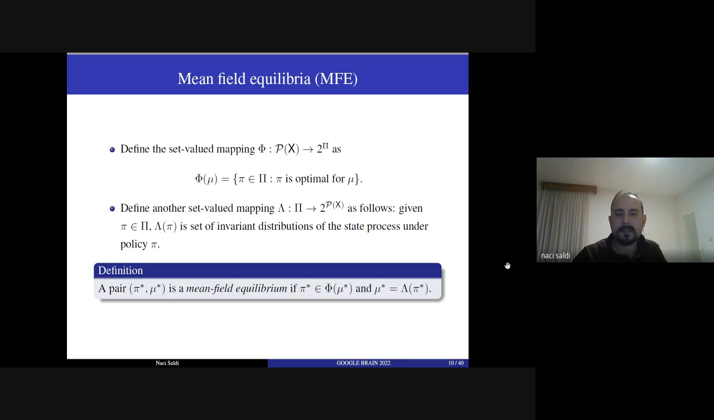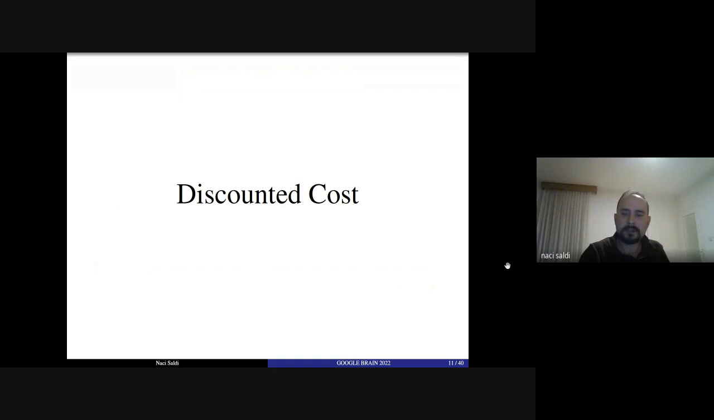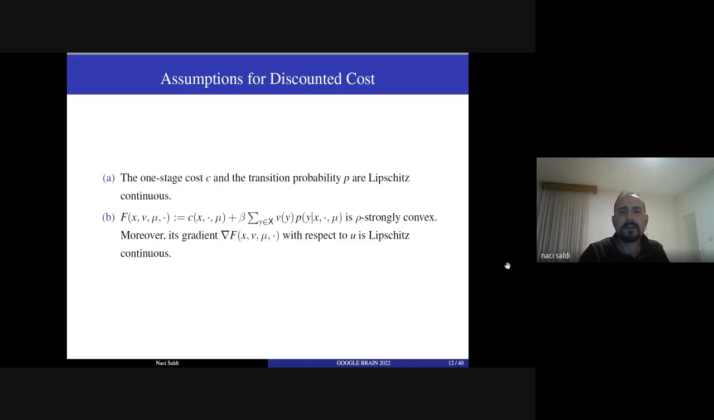So the objective of this talk is computing or learning this mean field equilibrium, and we will do this first for the discounted cost and then for the average cost. Indeed, the analysis in the average cost is very similar to the analysis in the discounted cost. So let me start with discounted cost.